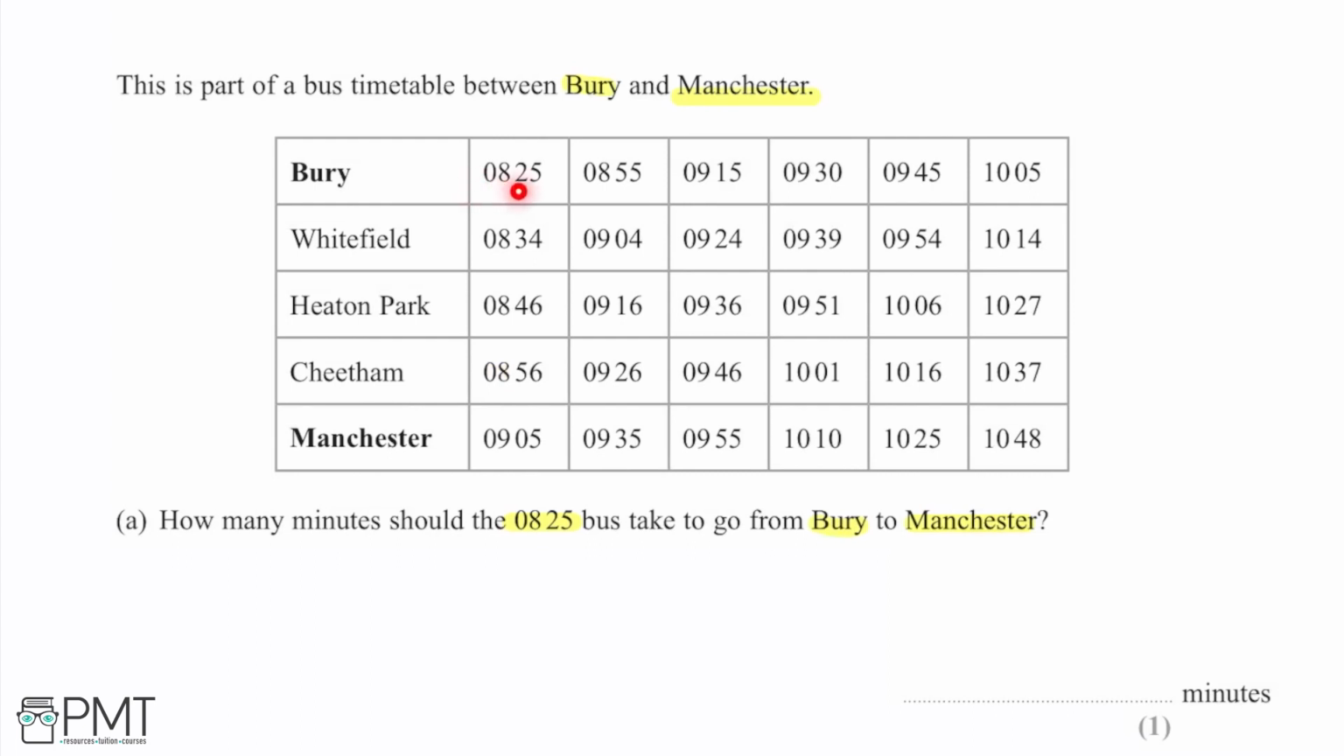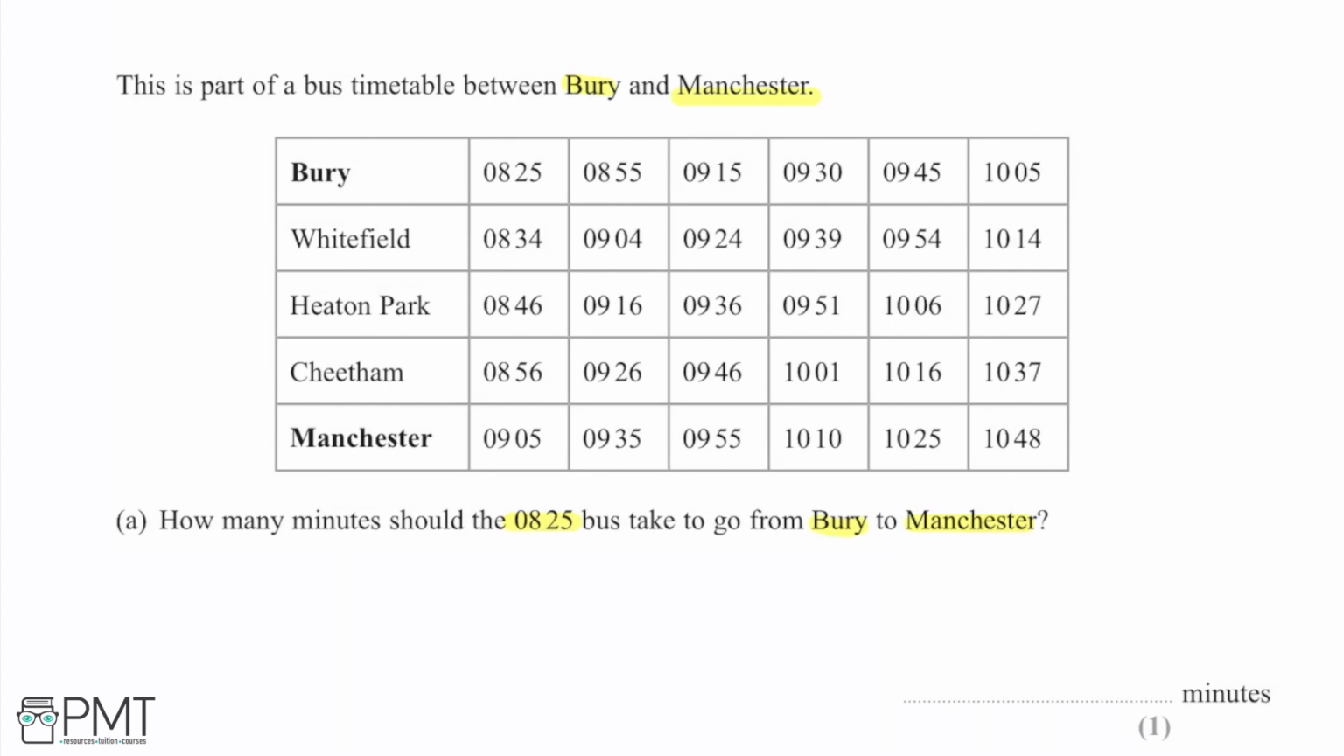So, for example, this column here is the 8:25 bus from Bury. So it stops at Bury at 8:25, and then the same bus will stop at Whitefield at 8:34, etc., until it stops at Manchester at 9:05. So in order to calculate how many minutes this 8:25 bus should take to go from Bury to Manchester, I need to work out the difference between the two times when it stops at Bury and Manchester.